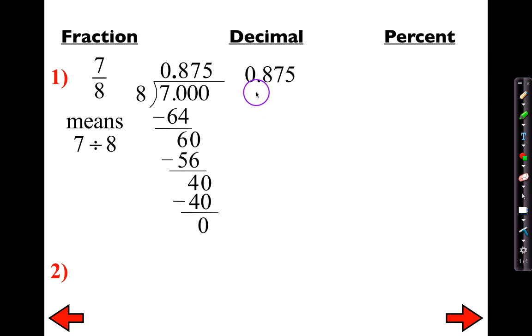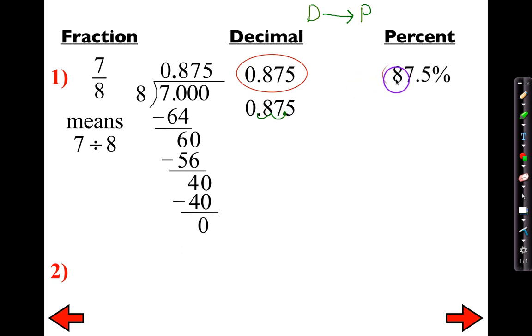But what about a percent? Remember from earlier in the lesson we talked about, hey, percents are per 100, which is great for some examples, but notice this one's not per 100. In fact, I can't multiply 8 times a number to easily give me 100. So I'm going to go ahead and use the other popular method, which is to say, okay, D comes before P. If I'm moving from a decimal to a percent, I'm going to move my decimal 2 places to the right. So here, I'm going to go ahead and move it 2 to the right. 1, 2, which is going to leave me with 87.5%.